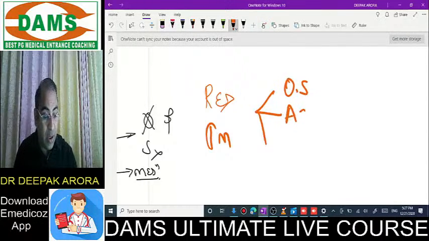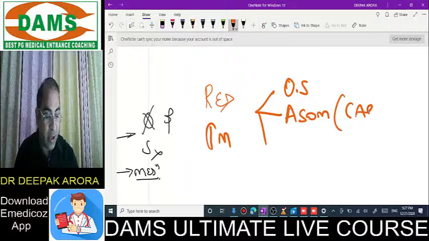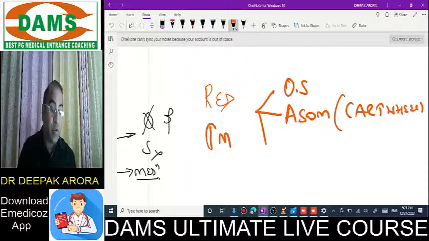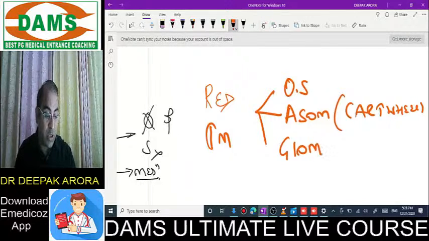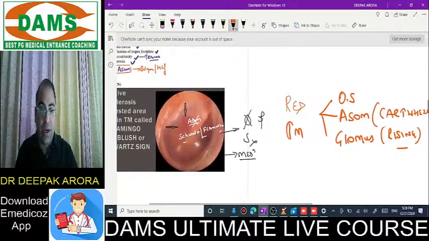It can be acute otitis media, where we use the word cartwheel appearance. Or the third possibility, in Viva they can ask you, it can be a glomus tumor, what we call as Rising sun sign. So that is the differential diagnosis of reddish tympanic membrane. Clear? So these 3 points should be on your tips.